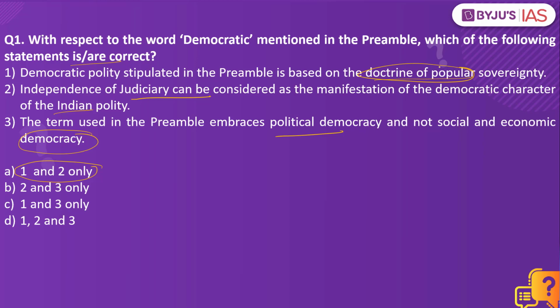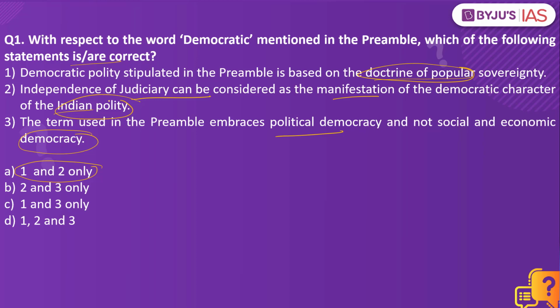When we look into the second statement, it says independence of judiciary can be considered as the manifestation of democratic character of the Indian polity. What do we mean by democratic character? If we speak about the democratic character, elections is one of the fundamentals. What is democracy? It is people voting for the political candidates. So democracy's manifestations include elections.